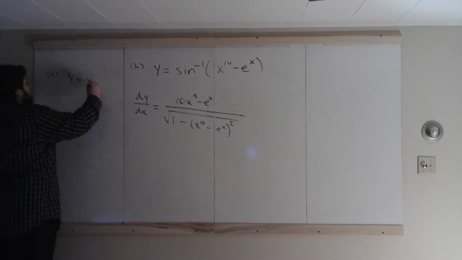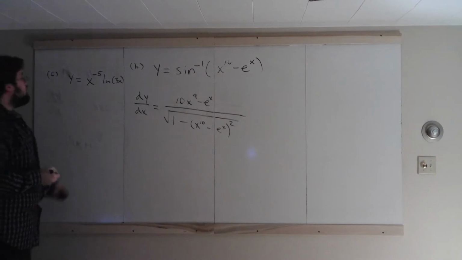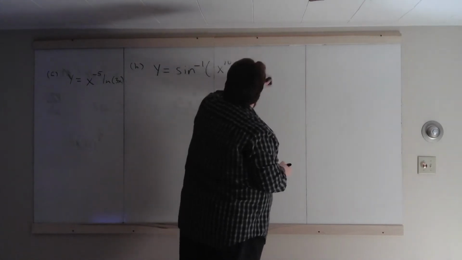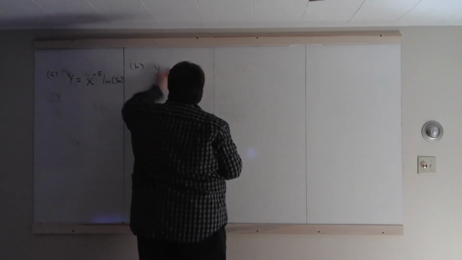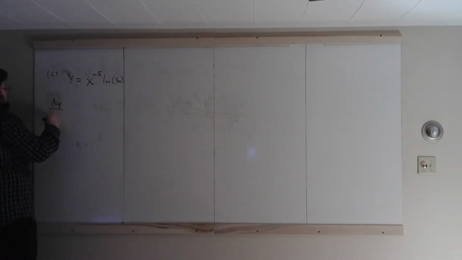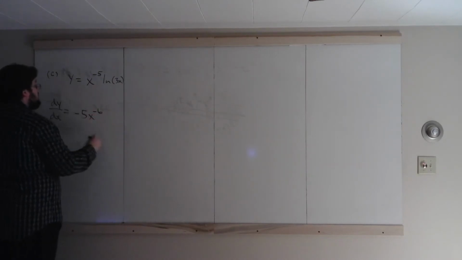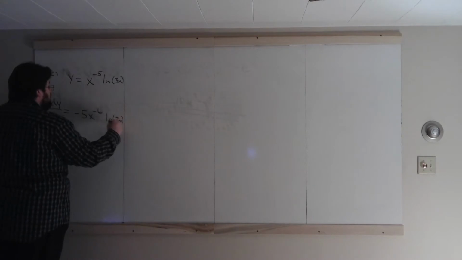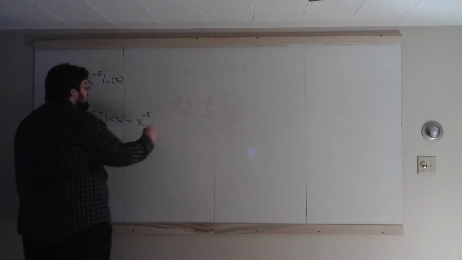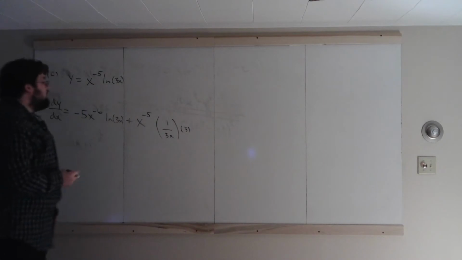y equals x to the negative 5th log of 3x. Well, here we have a product. So to find the derivative, we will apply the product rule. So dy dx is given by the product rule. So we have negative 5x to the negative 6th, leave log 3x alone, plus x to the negative 5th times the derivative of log of 3x, which is 1 over 3x times 3. And you could leave it like that.